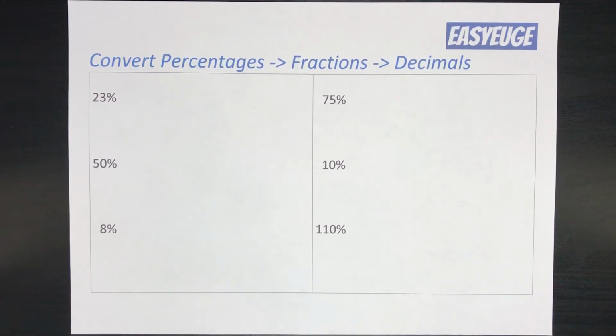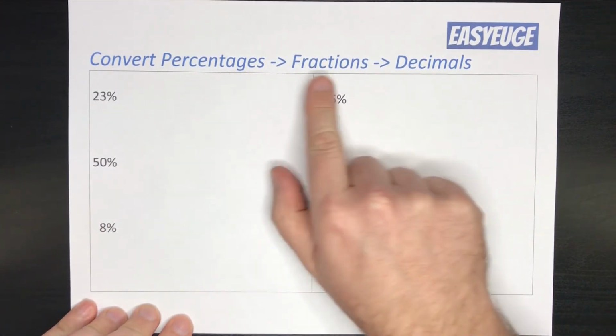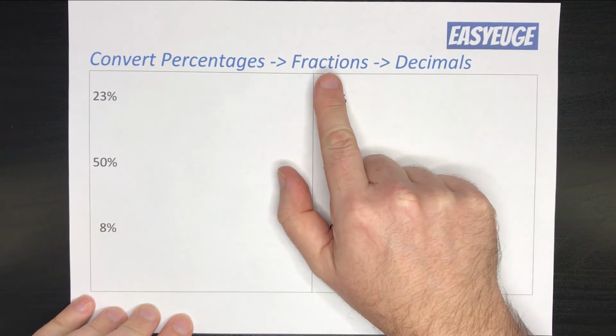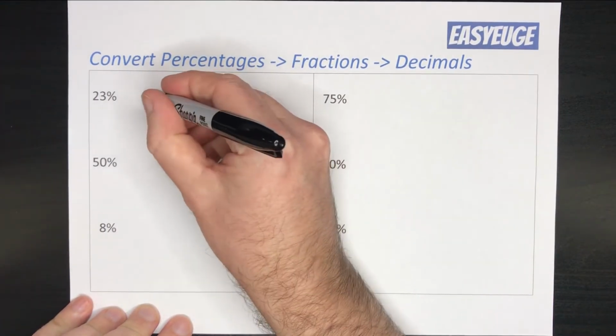Here we have 6 brand new percentages. So let's convert these to decimals. The first thing that we do is we convert a percentage into a fraction, and then a fraction into a decimal. Just like I've put here, we convert a percentage into a fraction, and from a fraction into a decimal. Let's do it. Let's start with 23%.